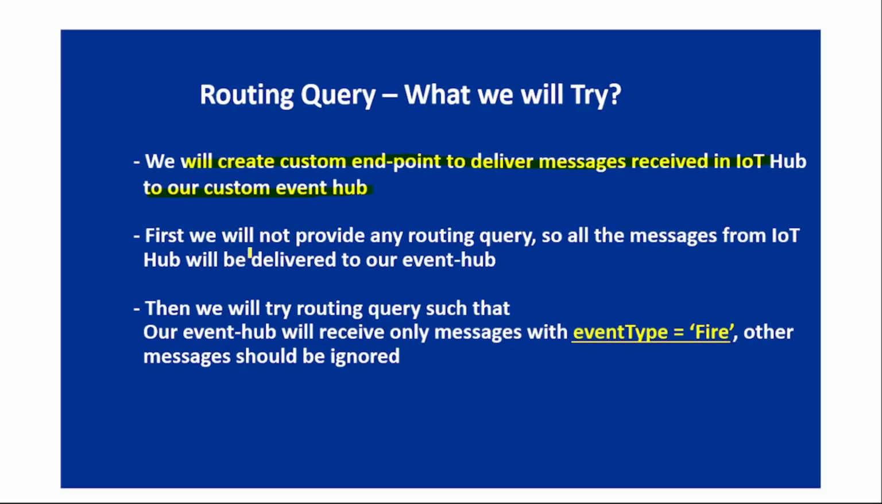Okay. Now, first we will not provide any routing query so that all the messages from IoT Hub will be delivered to our event hub, and then we will try a routing query such that our event hub will receive only messages with event type equal to fire, and all the other messages should be ignored. And now let's go to the Azure portal.